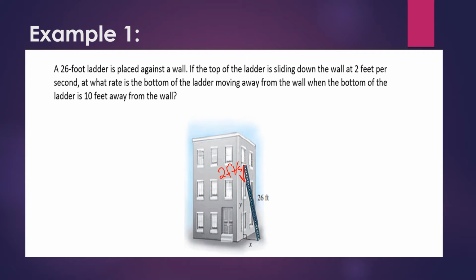And they say that the bottom of the ladder is already 10 feet away. So in this problem, x would be 10. And they're asking how quickly is it moving away from the wall? So your first idea might be that it's going to be moving away at 2 feet per second. But it actually will not be moving away at 2 feet per second. So how could we solve a problem like this?